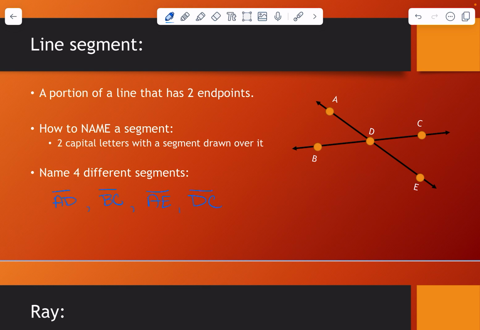Those are four different ones. Now, you might be saying, wait a minute, AD and AE lie on the same line. That is true, but they are different line segments because a line segment has a starting point and an ending point, so the length or the distance of that line segment matters. So AD is definitely different than AE. That's how we do a line segment.